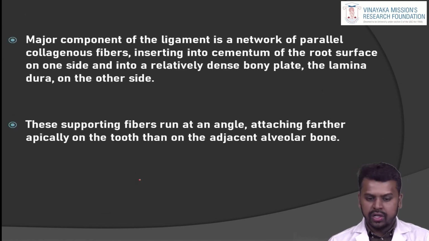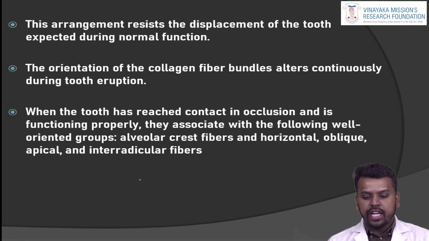of the root structure. The major component of the ligament is a network of parallel collagenous fibers inserting into the cementum of the root surface on one side and into a relatively dense bony plate, the lamina dura, on the other side. These supporting structures run at an angle, attaching farther apically on the tooth than on the adjacent alveolar bone. This arrangement resists the displacement of the tooth expected during normal function.